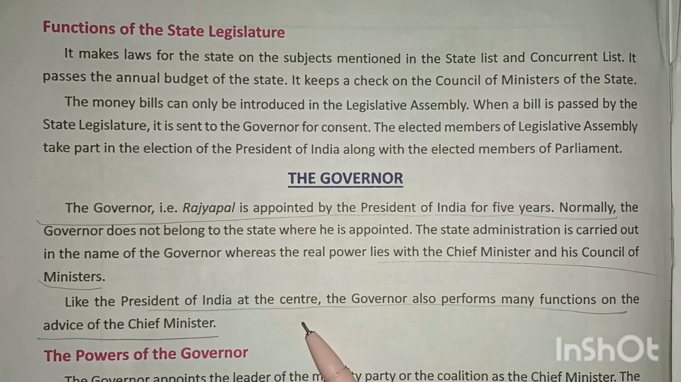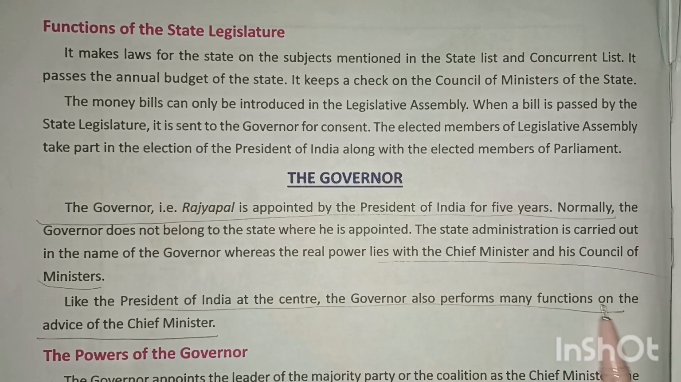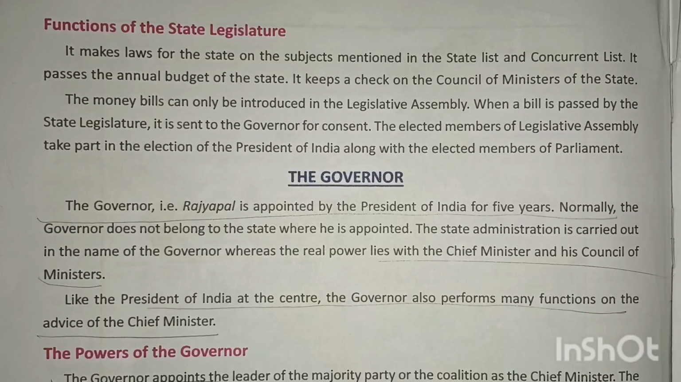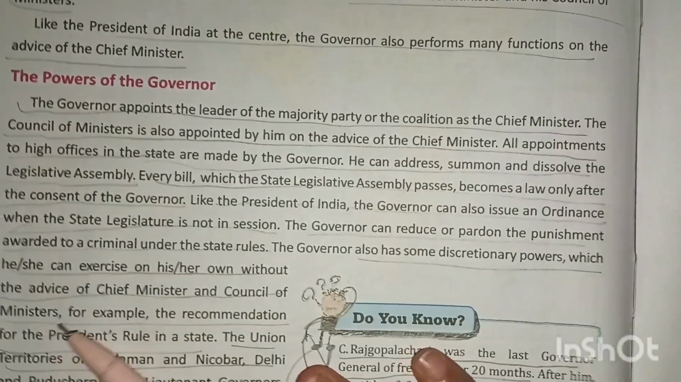Like the President of India at the center, the governor also performs many functions on the advice of the chief minister. The powers of the governor.